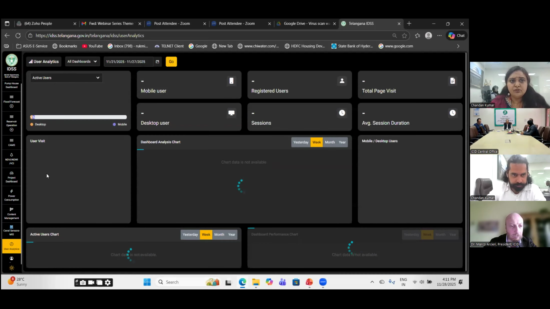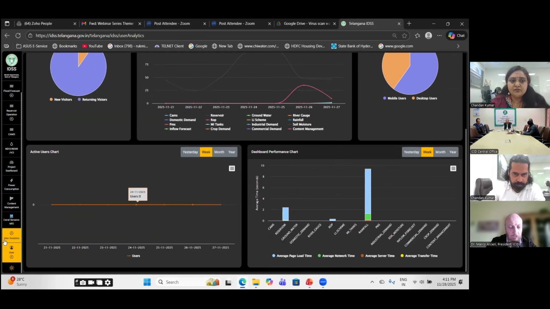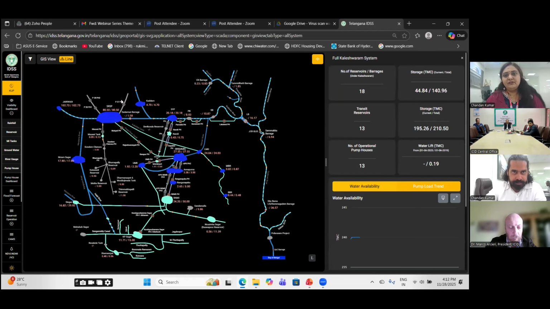Now coming to the user analytics. It also tells us about the number of users who have visited, the mobile users, and the registered users. So this is all about the user analytics. Thank you, everyone. I want to hand it over to Chandan.